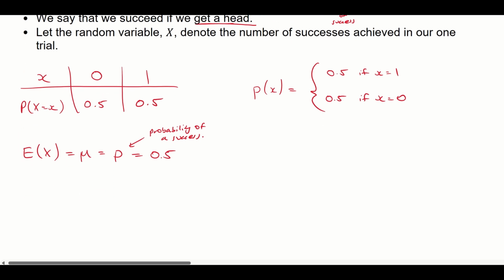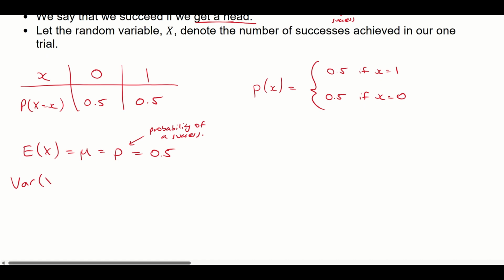Likewise, we can calculate the variance of x. And the variance of x is just equal to sigma squared. And the formula for this is just p times 1 take p. So the probability of success, which is little p, is just 0.5. And 1 minus p, well, the probability of a failure is also 0.5. So our answer here would be 0.25.